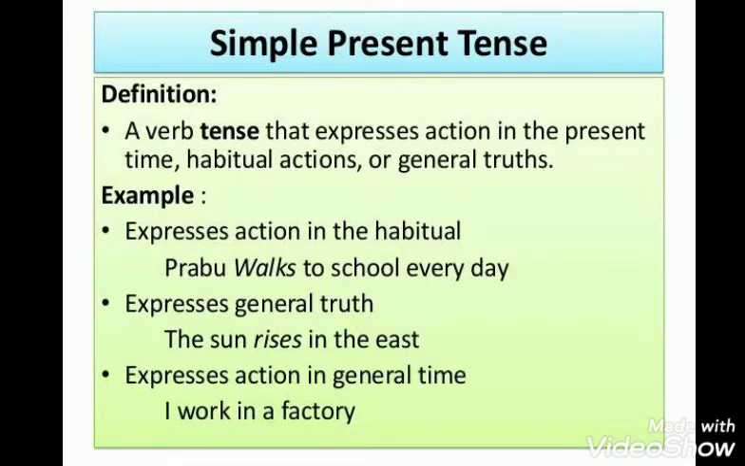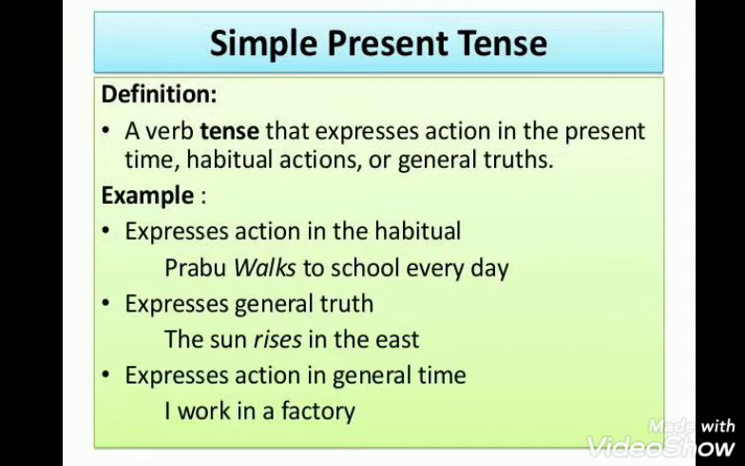Expresses action in the general time. Any action that happens in general. I work in a factory is also an example of present simple tense. So present simple tense talks about action that happens in the present moment, when an action exists or happens regularly, and a state that exists at the moment or that expresses a general truth or a fact. Anything which is a fact, a routine or habitual action, is present simple tense.